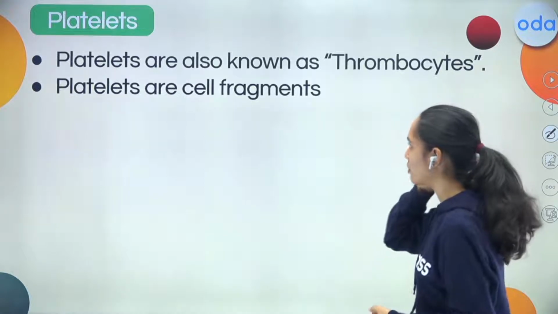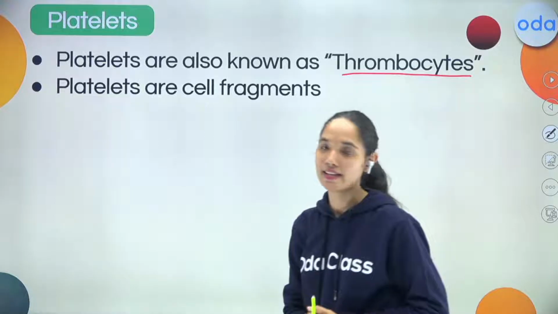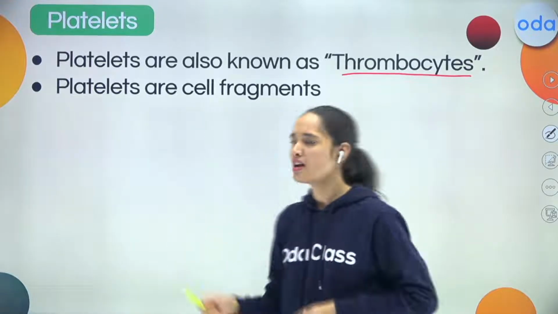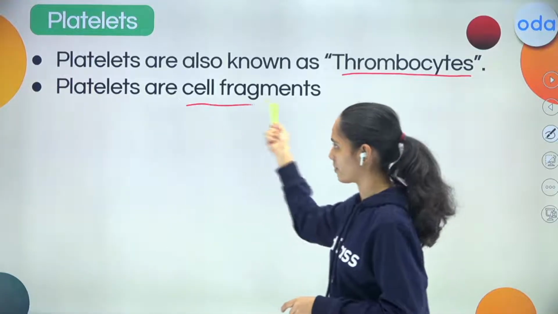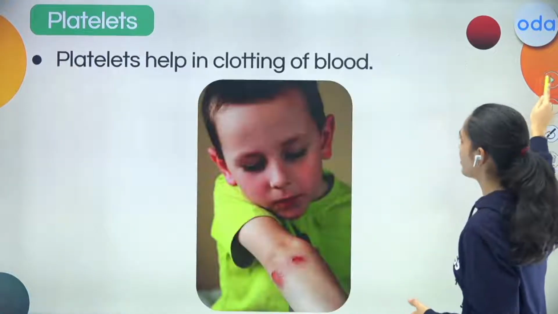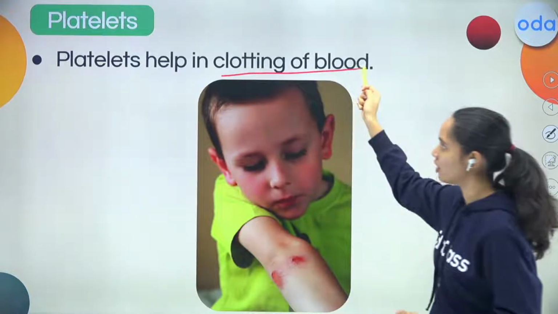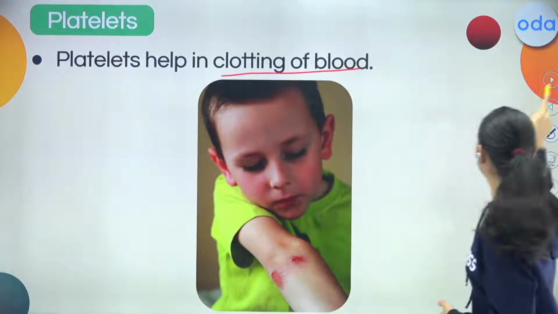Now, how about platelets? Platelets are also known as thrombocytes, and they are not basically cells, but they are cell fragments. These are the formed elements of our blood. And these platelets help in clotting of blood.